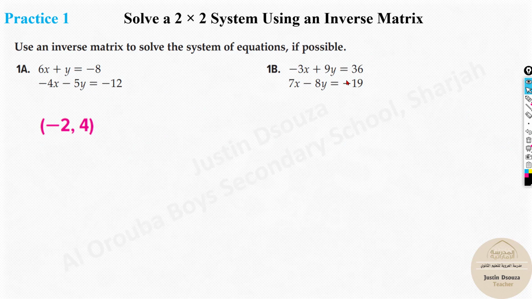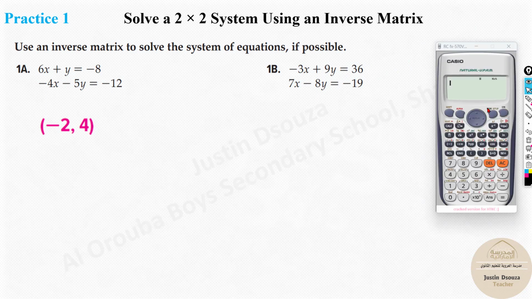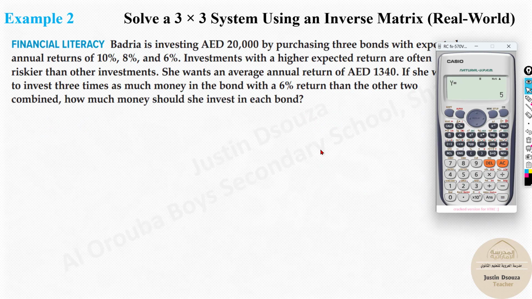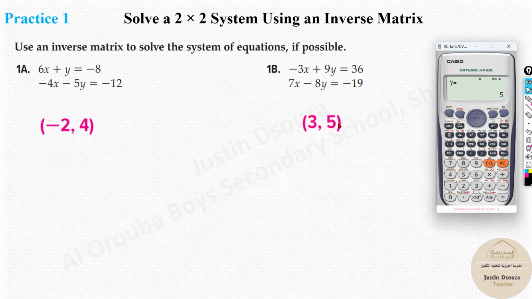And you can try the other one by yourselves. I will just try the calculator method now. All you need to do is press mode, 5 and 1, and put all the coefficients in. Minus 3, 9, 36. Here we have 7, minus 8, and lastly we have minus 19. And the answers are 3 and 5. That's it. So this is how we solve it.